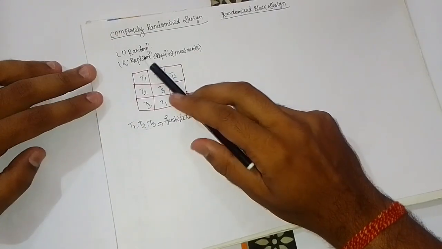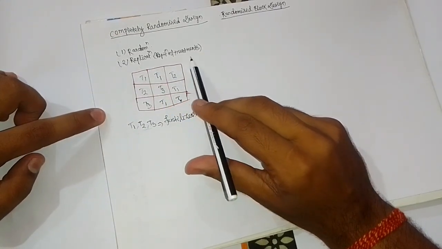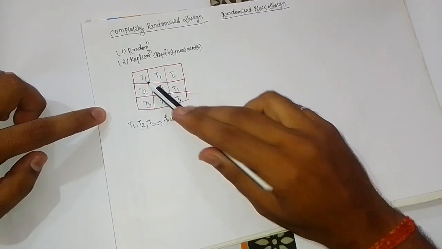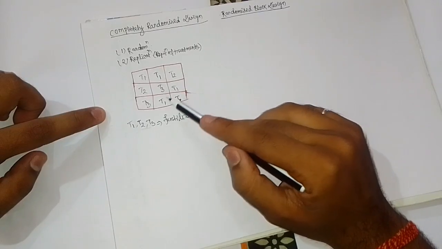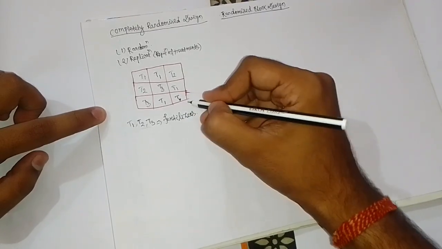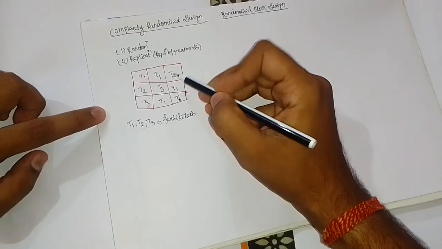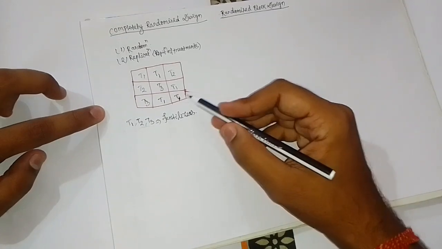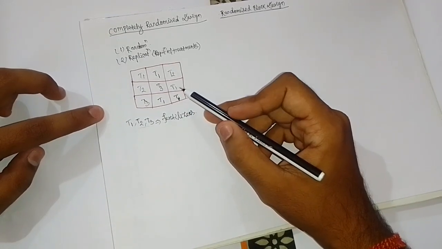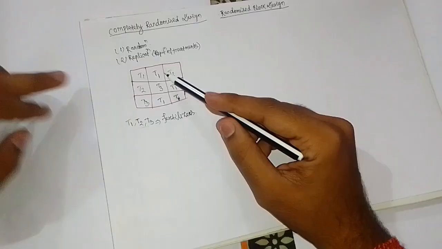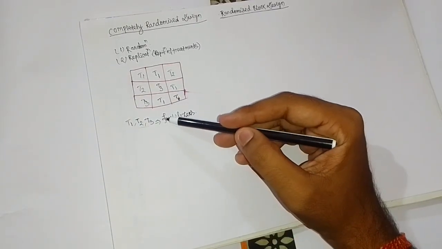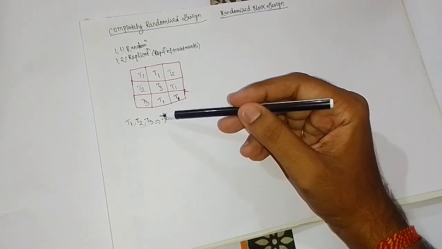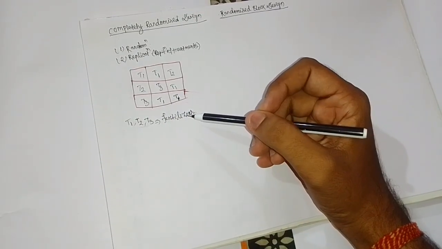The second principle is replication of treatment. Replication of treatment means repetition of treatment. Here I replicate treatment 1 four times, and treatment 1 five times, treatment 2 two times, and treatment 3 two times. That's all about completely randomized design. In this design we just randomly allocate our treatments to the experimental units and repeat our treatments, so that we can get a great idea about all the treatment variations.